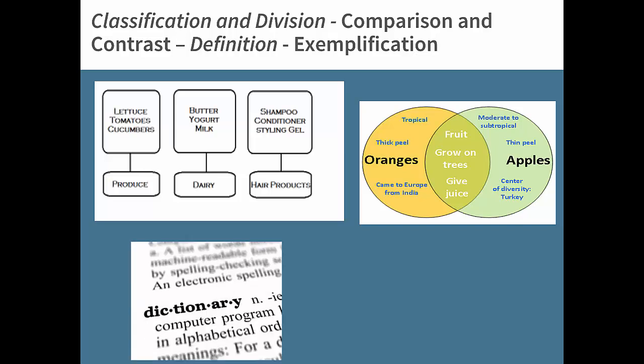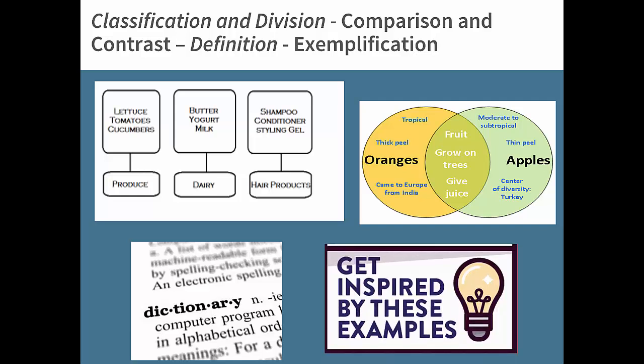Definition explains what something is in comparison to other members of its class, along with its limitations. And exemplification provides typical examples of something. Some examples use concrete examples to develop an idea. Some examples give an explanation to illustrate a concept. And other examples use a story or anecdote to make a point.